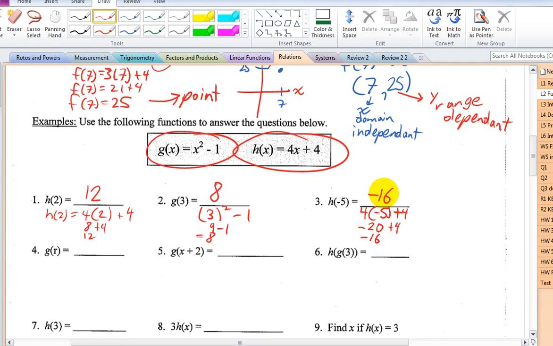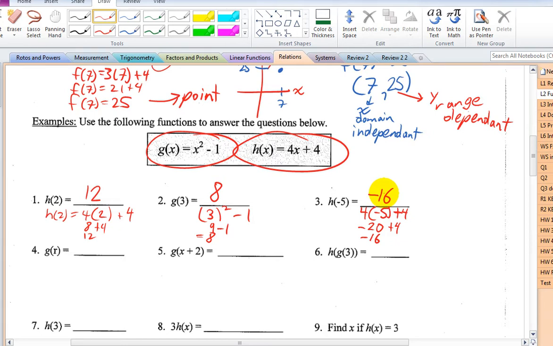Okay, so question number 3. H at -5 equals -16. Any questions? Did you use brackets? Good, because you're going to definitely need that for your homework, especially with negative signs. Okay, does 4 look hard?